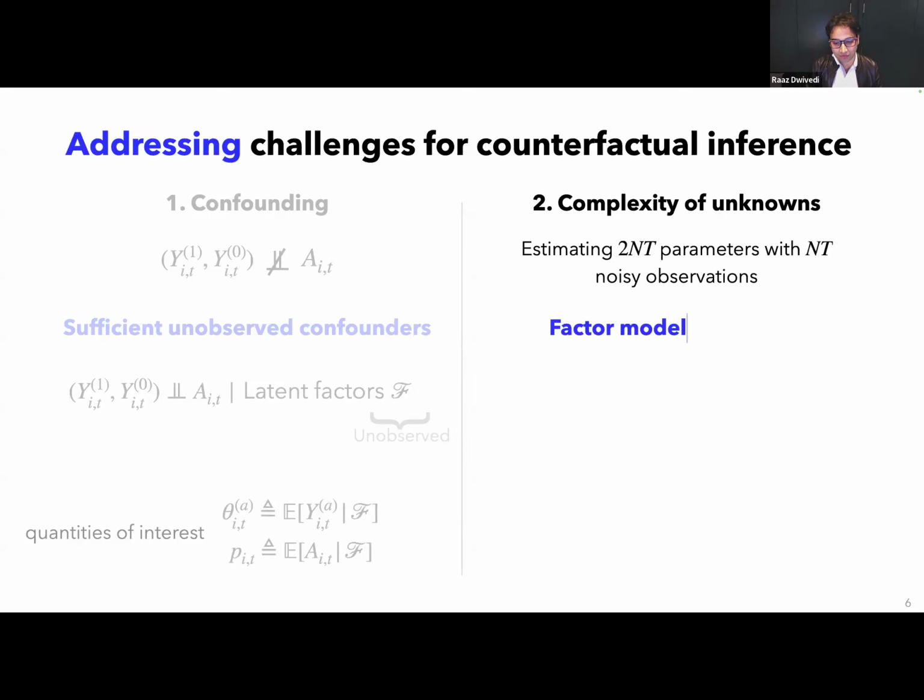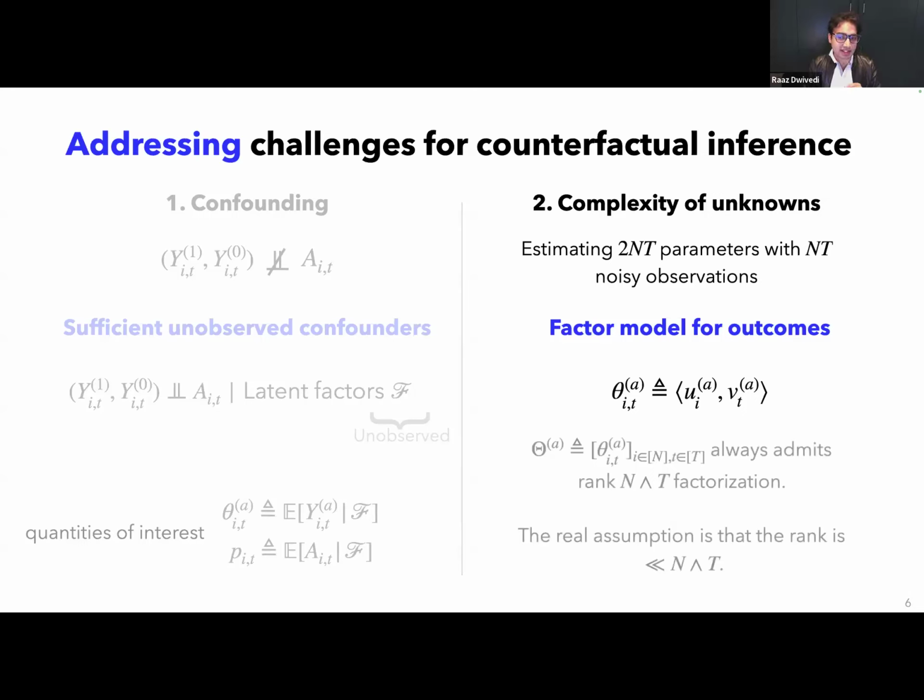And a standard way of putting structure in this world is a factor model. That is, theta_it^a can be written as an inner product between some unit level factors, so think of some unit level characteristics, and some time or measurement specific factors. So u_i times v_t^a. Notably, when I write this, it is not a strong assumption, because if you collect these parameters into a matrix of N times T, it always has a factorization. Every matrix has an SVD decomposition. So what I'm saying by assumption is that the SVD is not full rank. So the rank is much smaller than the minimum of the two dimensions, N versus T. So that's the implicit assumption.